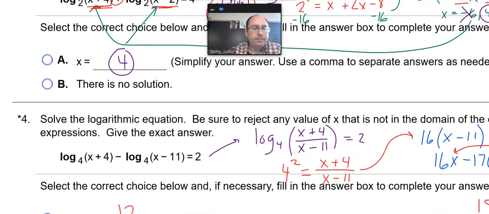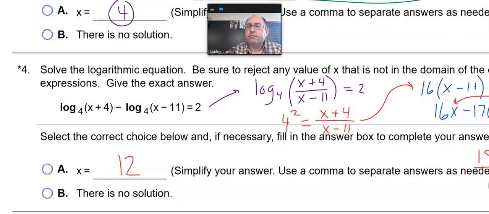Moving on down the road. Question 4. We see subtraction right here. That means we're going to create a fraction, right? Log base 4 of that fraction. And now that it's a single log, we can change it to its exponential form. The base is 4. The exponent is 2. And it equals the fraction x plus 4 over x minus 11. Remember, anything can be divided by 1.